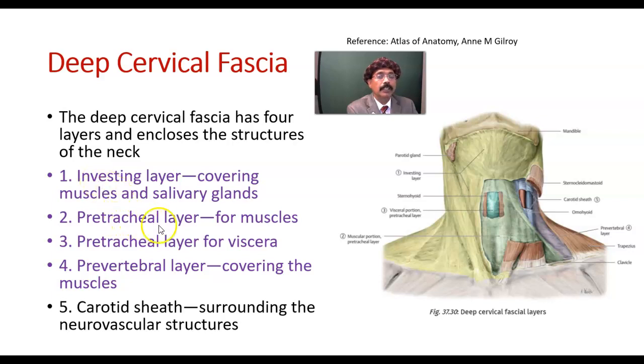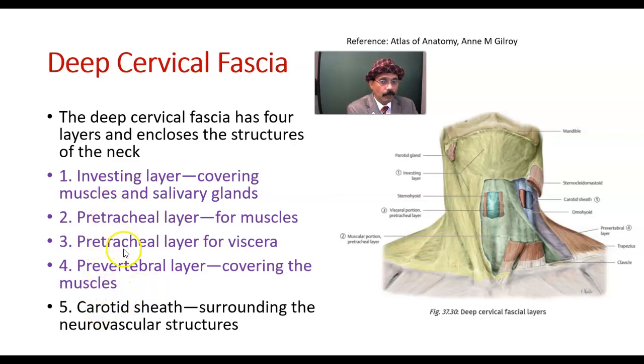Then pretracheal layer, it has 2 subdivisions, one for the muscle, especially for the infrahyoid muscles. Pretracheal for the viscera. Viscera means here the trachea, esophagus, the thyroid gland. Prevertebral layer covers the muscles around the vertebra.